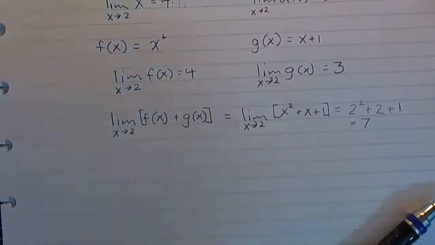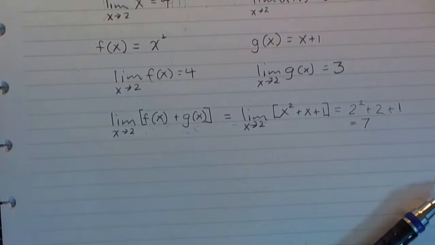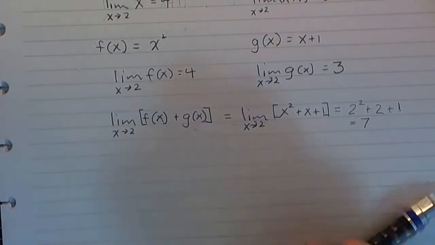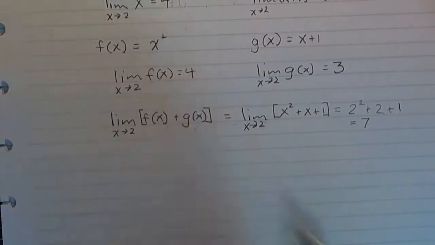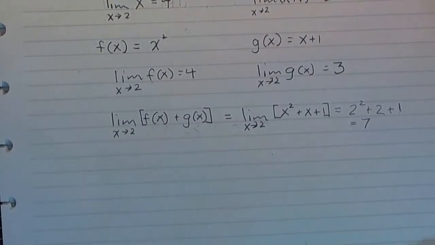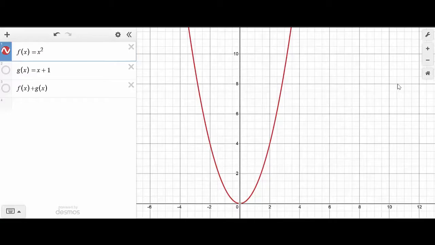Now let's take a minute and look at this graphically and see what's going on here. And then we're going to look at some other properties of limits. So let's see what this looks like graphically. What I've graphed here is f of x, which is x squared. And you can see, pretty clear that the limit is 4. See, we got that right there. That's the limit. Limit is 4.